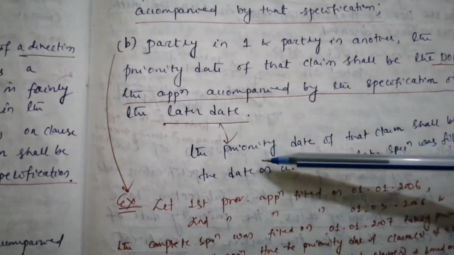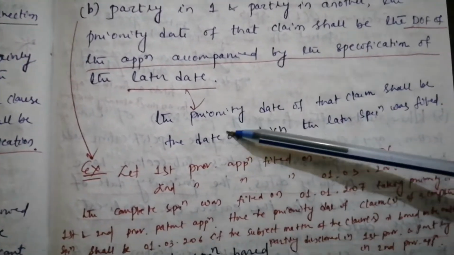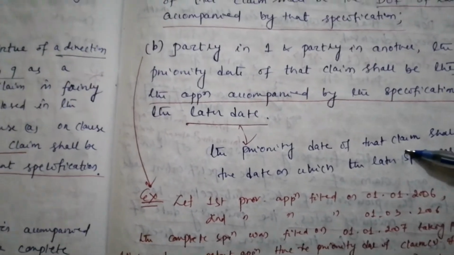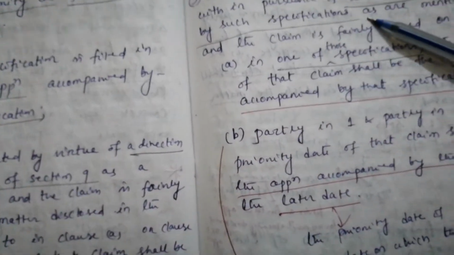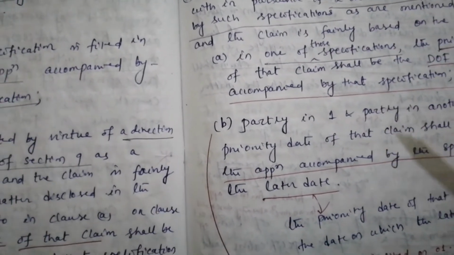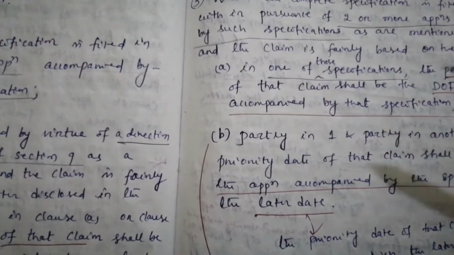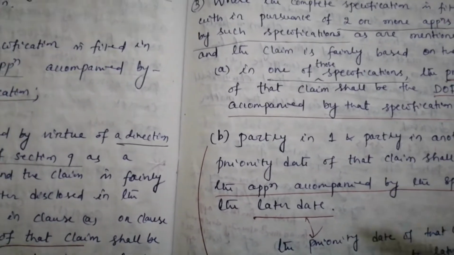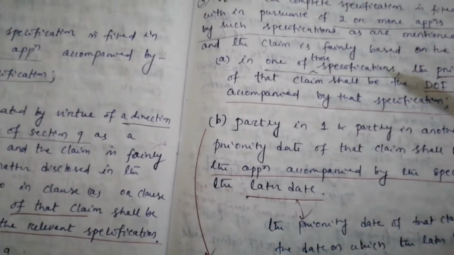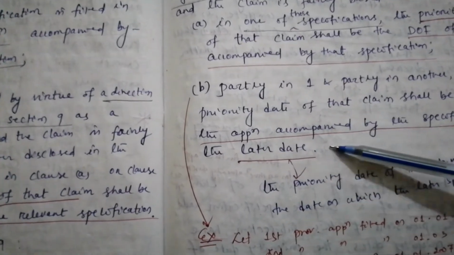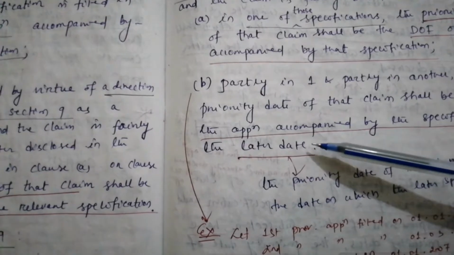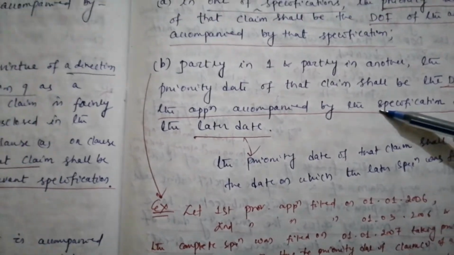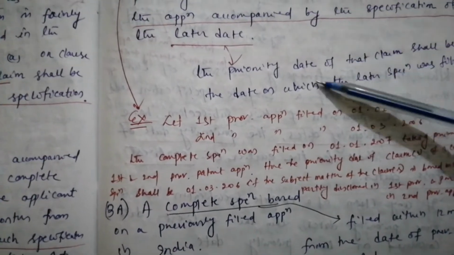That's why the later date is considered. We can say it in a simpler way: the priority date of that claim shall be the date on which the later specification was filed. Because if there are two applications and the meaning of the invention is completed, that means one can find the exact gist of the invention only after reading the second application. That's why the later date specification is more significant, and that's why this one is considered. So the priority date of that claim shall be the date on which the later specification was filed. Let me explain this by giving an example here.